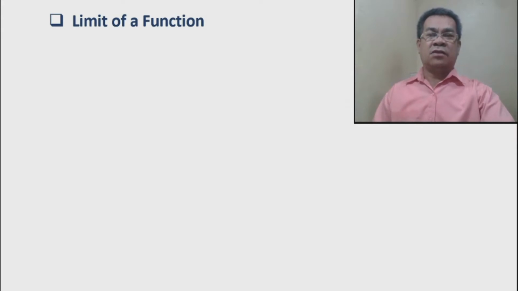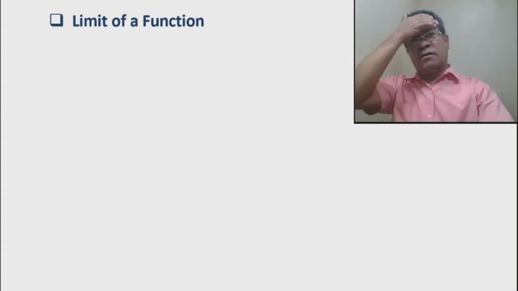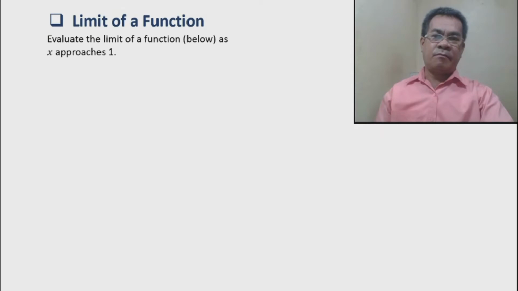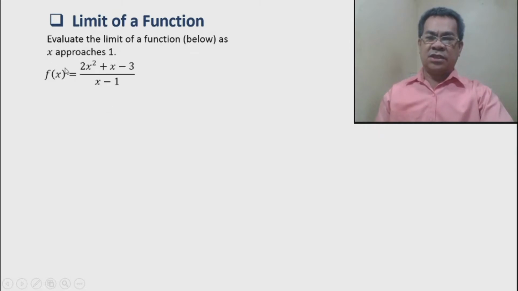We call that the limit of a function, which means that the domain that will be used is not necessarily that exact value to evaluate the function. We are looking for the nearest number or value of that number. Suppose we have this problem. Evaluate the limit of the function below as x approaches 1. This is the function: 2x squared plus x minus 3 all over x minus 1.